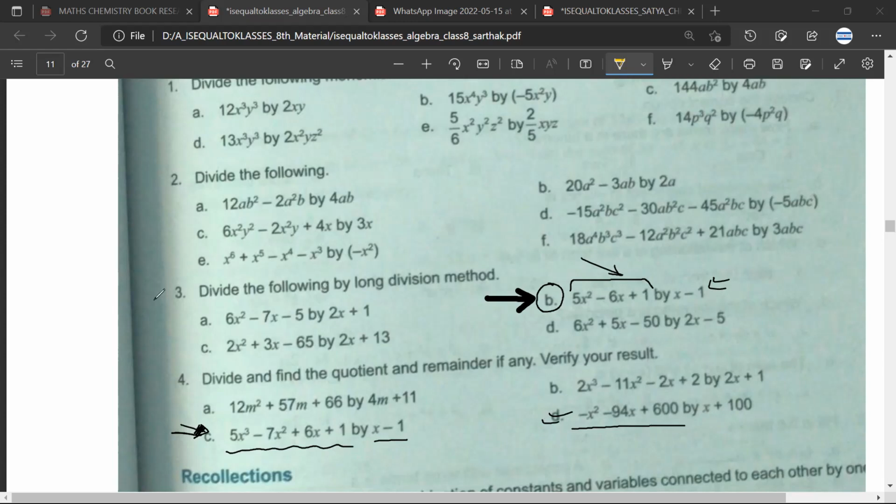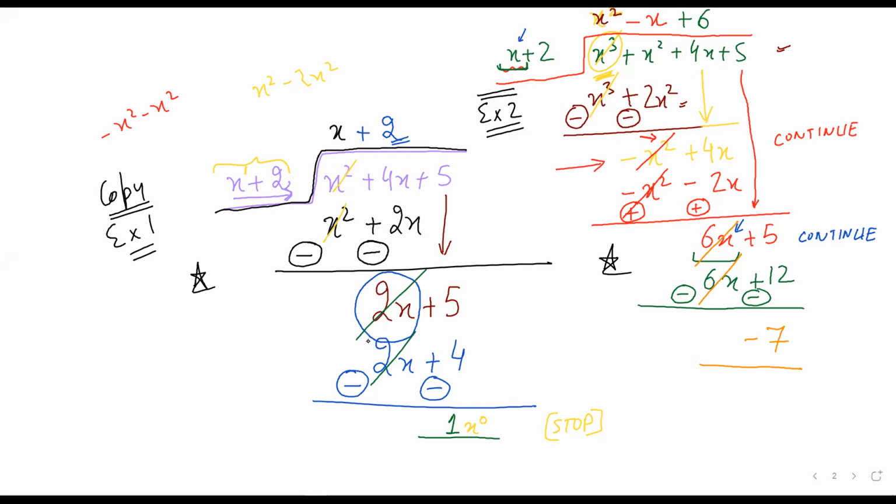Now, see the difference between these two questions, question number 3 and 4. In question number 3, they are only asking you to divide the following by the long division method. And here in question number 4, divide and find the quotient and remainder, if any, and verify your result. Have you understood? Yes, sir. Now, let us first understand what they mean when they ask you to verify the result.